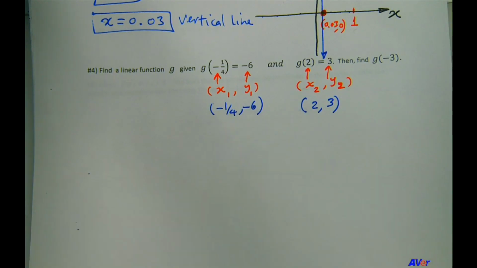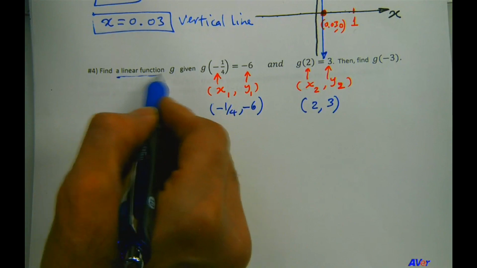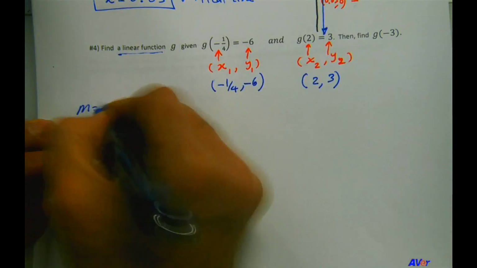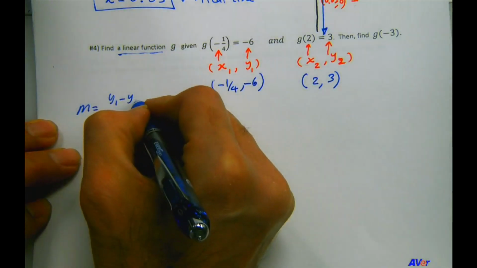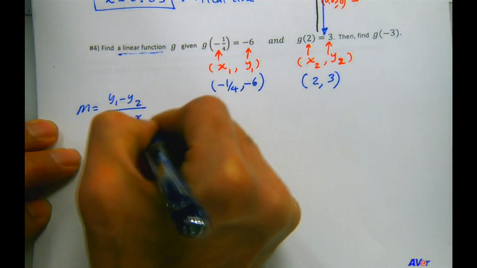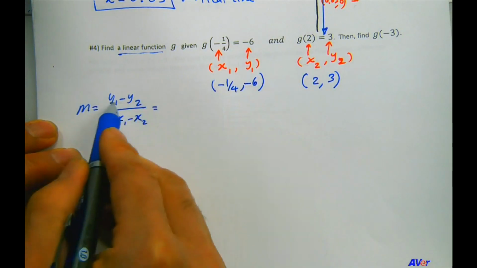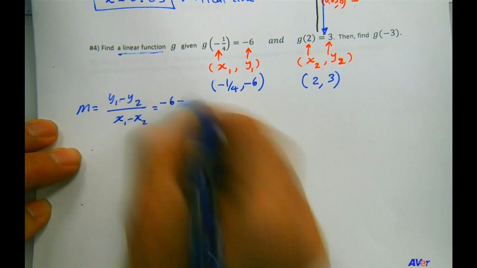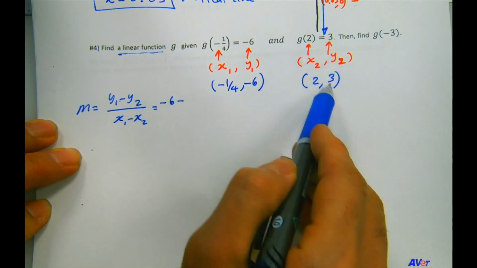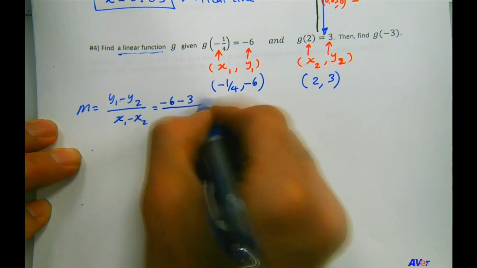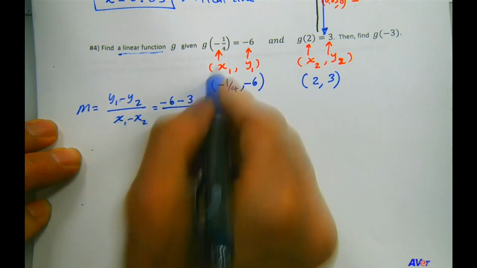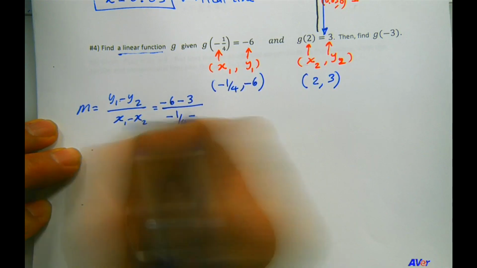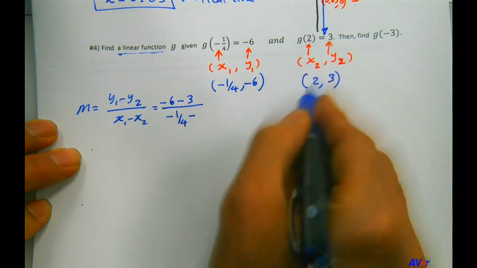Okay, so now that we have that and we're finding a linear function, let's find the slope. That's the first thing we find, right? So m is equal to y1 minus y2 over x1 minus x2. So y1 is minus 6, minus y2, which is 3, right? Divided by x1, which is minus 1/4, minus x2, which is 2.